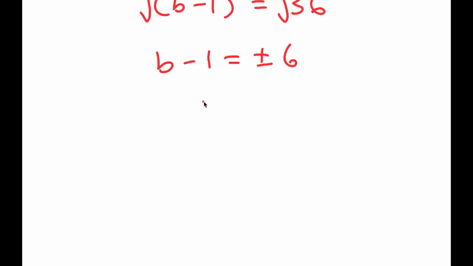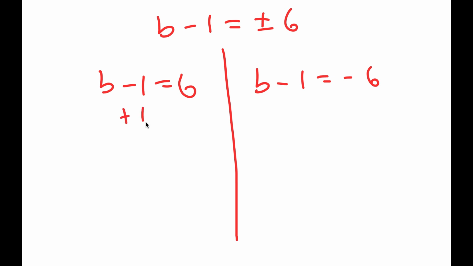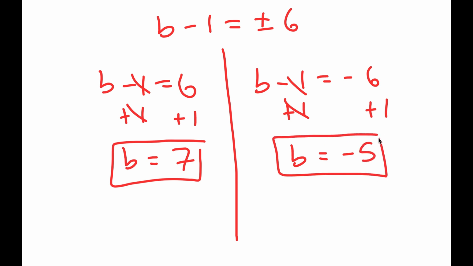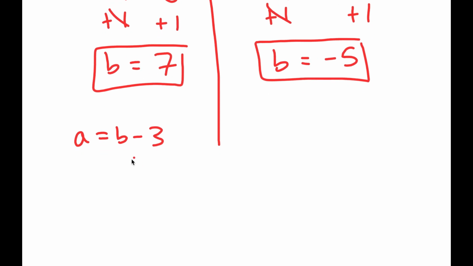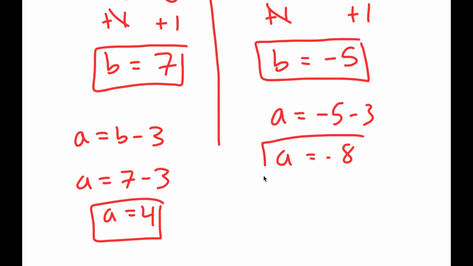So this gives me two equations. I get b minus 1 is equal to positive 6, and b minus 1 is equal to negative 6. So for the first one, I'm going to add 1 on both sides, and I get b is equal to 7. For the second one, I'm going to, again, add 1 on both sides, and I get b is equal to negative 5. So I have two values of b, and remember how a is equal to b minus 3. So meaning a is equal to 7 minus 3, which is 4, so a equals 4, and a is also equal to negative 5 minus 3, meaning a is equal to negative 8.